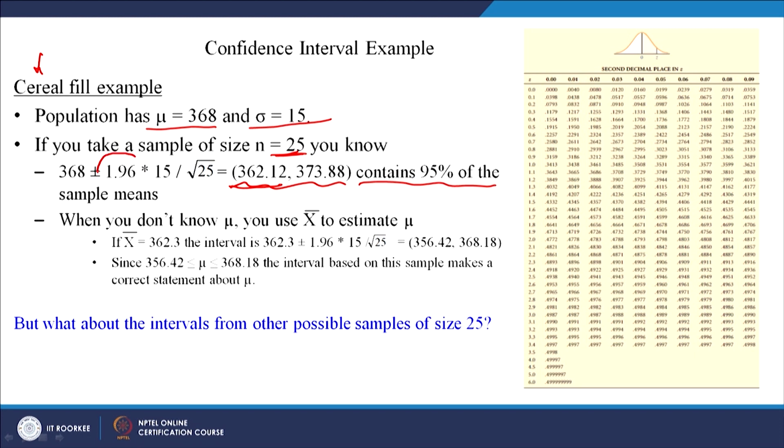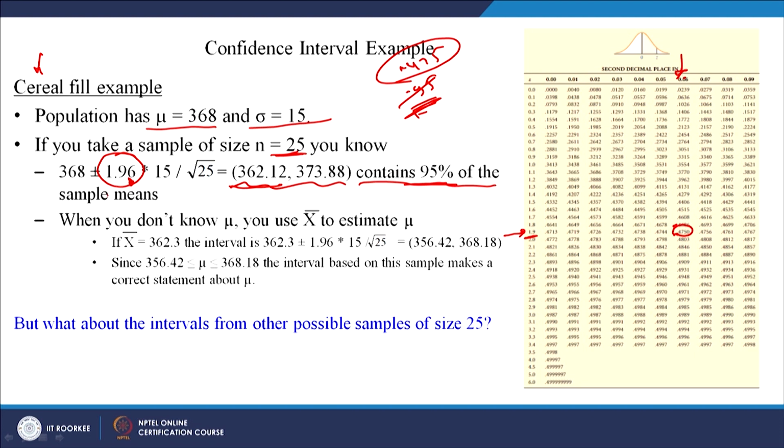This is something you need to keep in mind. So this mean, 368, plus minus, this is what you have to calculate from the Z table. When you say 95%, it means 0.95. So half of this would be 0.475. Where is 0.475 in this table? It is here, the exact value. So the Z value is 1.96, this is 1.9 and this is 6.